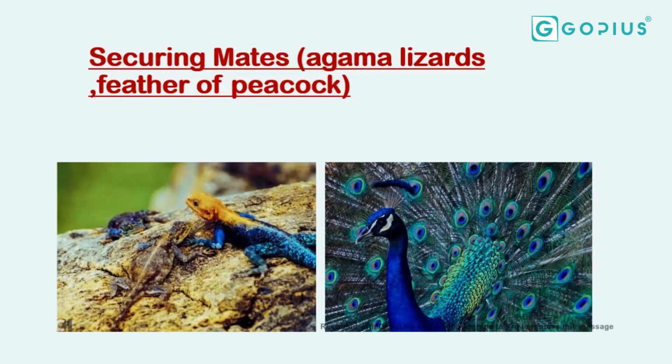We're looking at another aspect. We're looking at securing of mates in the agama lizard and in the peacock. Now, the agama lizard usually has bright colors. The male has bright colors. It has a red head and the remaining body parts are colored blue. Now, what does it do? If a male like this has bright colors, it attracts the females. That is what the females love. That's what they like.